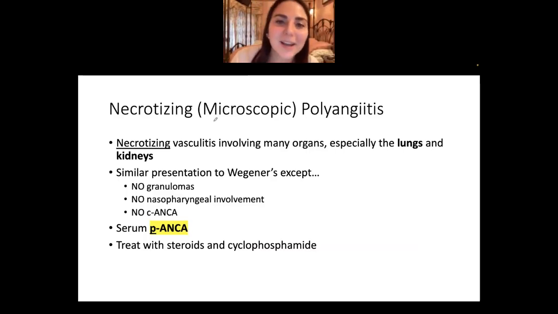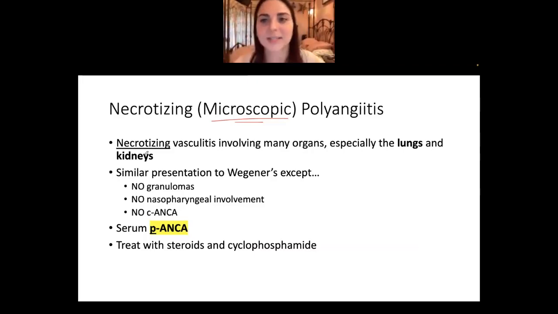But on vignettes and question stems, when they have answer choices, they're going to talk about it as microscopic, which is just silly. This is also going to be the one that involves many organs. But specifically with this one, the lungs and the kidneys are going to be involved. So you're like, wow, that sounds exactly like Wegener's. But this is only the lungs and the kidneys.